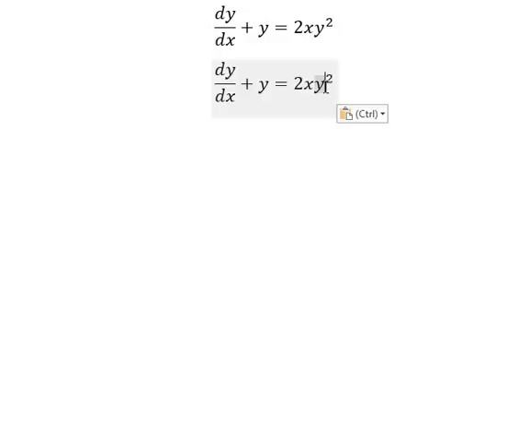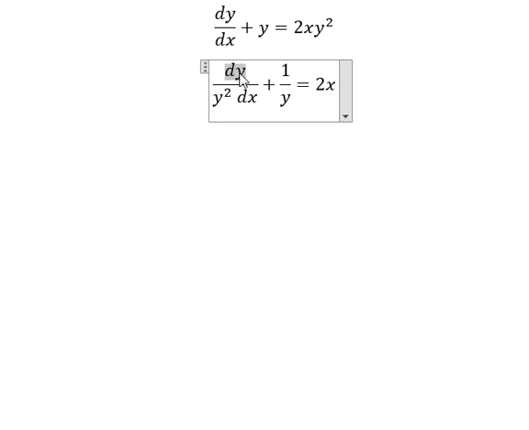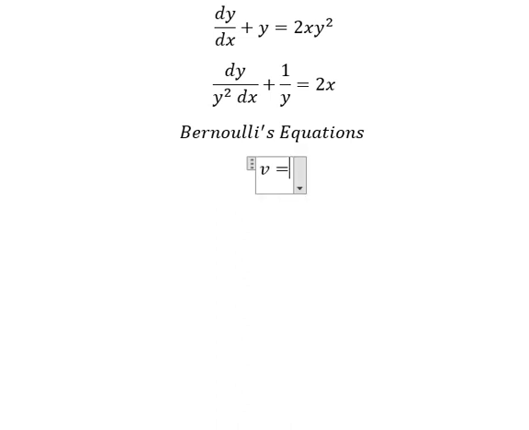We divide both sides by y squared. So we have 1 over y dy over y squared dx. This is about Bernoulli's equation. So I will put v equals 1 over y.